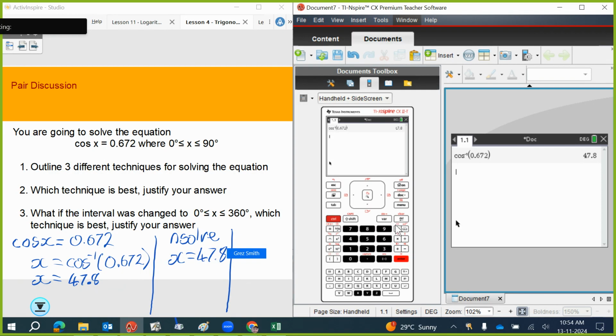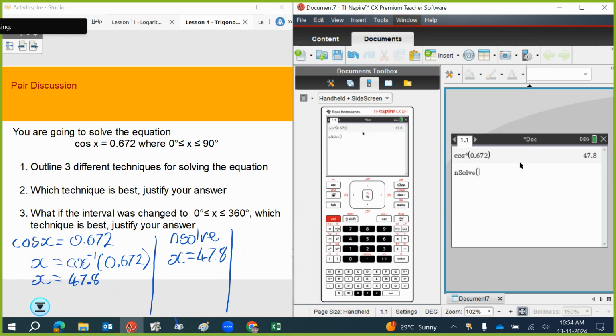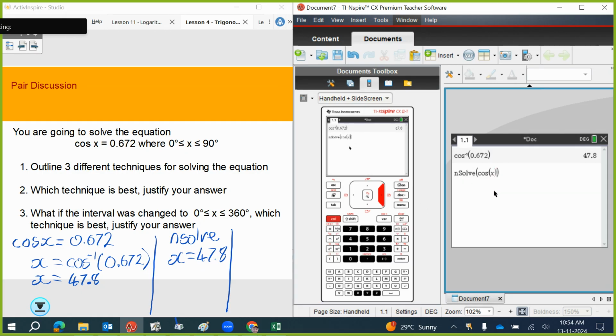We'll just show you how to do that on the calculator. So menu, algebra, NSolve, and then we can type the equation in. So we've got cosine of x is equal to 0.672, solve for x. And then we can look, is there any more solutions? Maybe from 48 to 90. No more solutions. So we get the exact same solution.